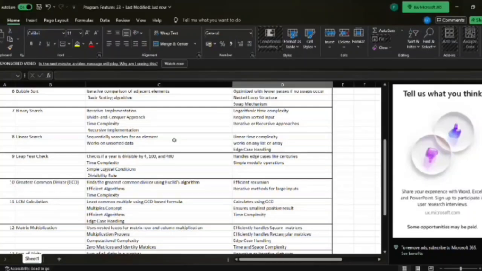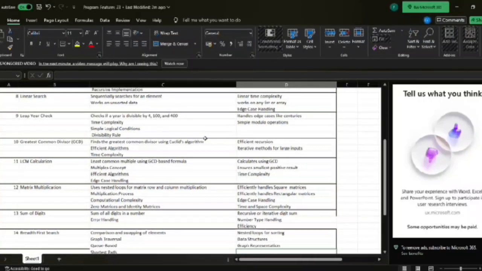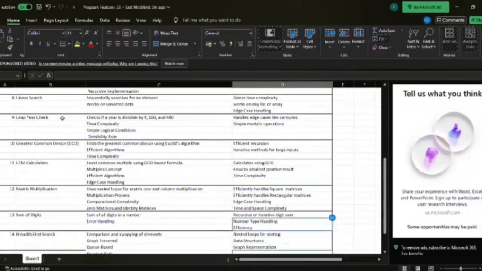11. LCM calculation. Least common multiple. The LCM is the smallest number that is a multiple of both given numbers. GCD-based formula. The LCM can be calculated using the GCD of the two numbers.